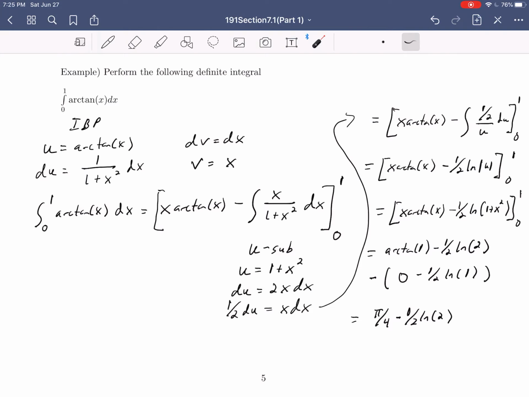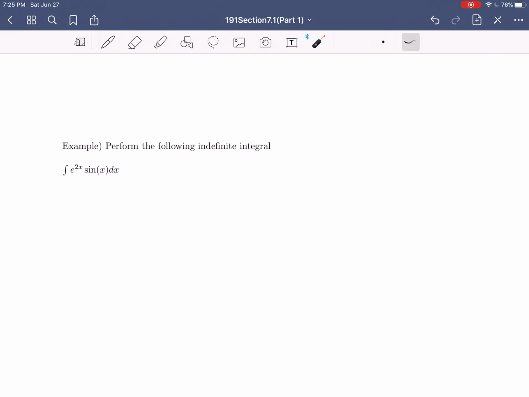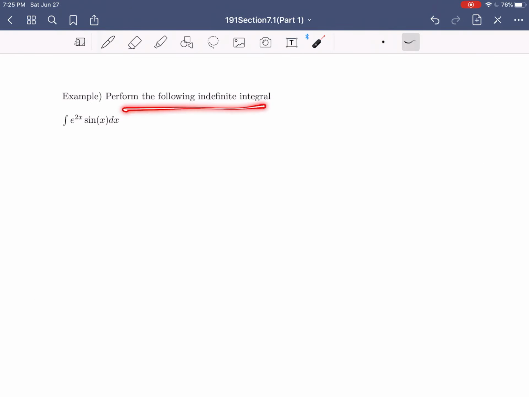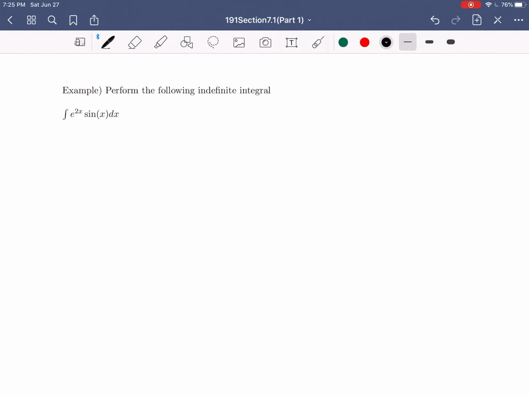Okay, let's wrap up this introduction into integration by parts by taking a look at probably the most sort of unique and strange situation that integration by parts can be used on. So let's go ahead and take a look. We're going to try to perform this indefinite integral, the integral of e to the 2x sine x. Now, initially, this should look very similar to everything we've been doing because it is a product. So let's go ahead and try to do our integration by parts here.